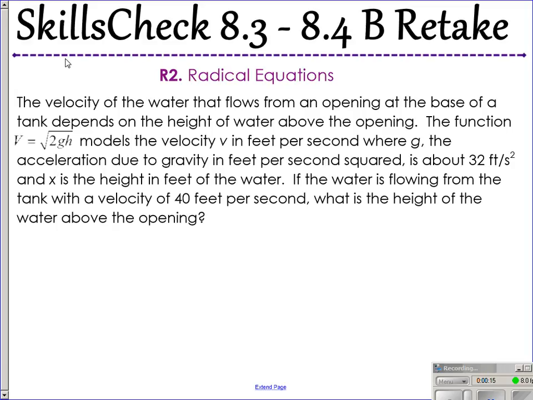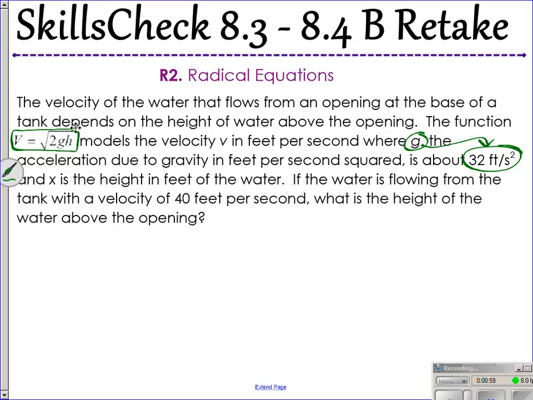So there are a lot of words here. You gotta make sure you read them, and I would always underline or circle any important information from the text as you're reading it. So it says that the velocity of the water that flows from an opening at the base of a tank depends on the height of the water above the opening. The function v equals the square root of 2 times g times h models the velocity in feet per second, where g, the acceleration due to gravity in feet per second squared, is about 32 feet per second squared. So this is g.